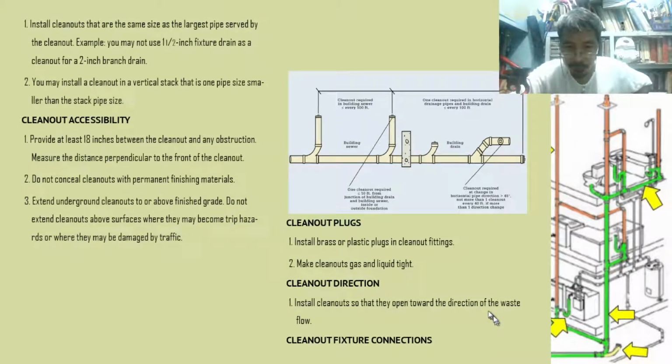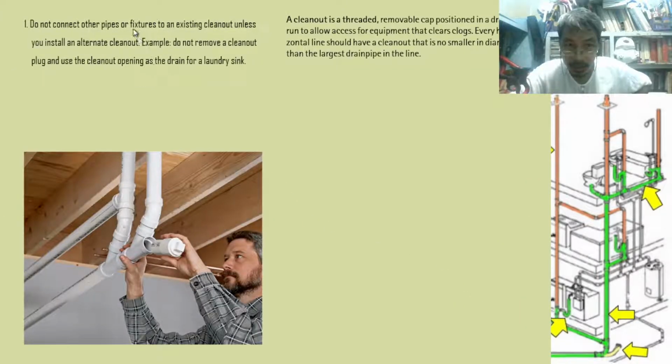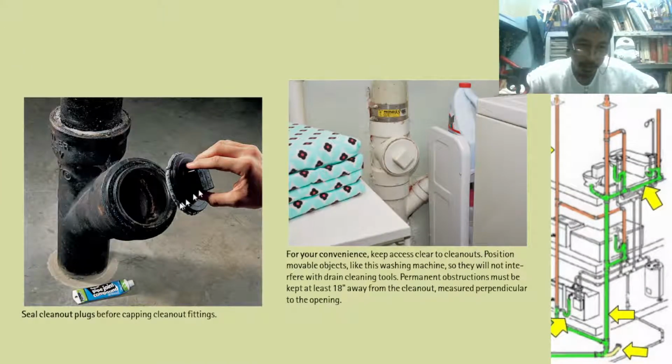Next, clean out fixture connection. Do not connect other pipes or fixtures to an existing clean out unless you install an alternate clean out. Do not remove the clean out plug and use the clean out opening as a drain or for a laundry. That is only for access, for cleaning purposes, not for flowing of water. A clean out is a threaded, removable cap positioned in a drain pipe run to allow access for equipment that clears clogs. Every horizontal line should have a clean out no smaller in diameter than the largest drain pipe in the line.